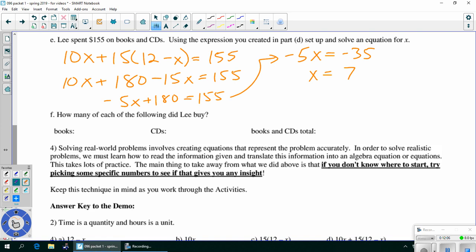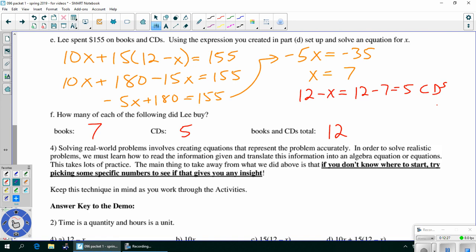So x, remember, was the number of books. So that makes it number of books is 7. And then number of CDs was 12 minus x, right? That was the very first part we answered. So 12 minus 7 is 5. 5 CDs. And then as a quick check, books and CDs total 12 items altogether, which makes sense.